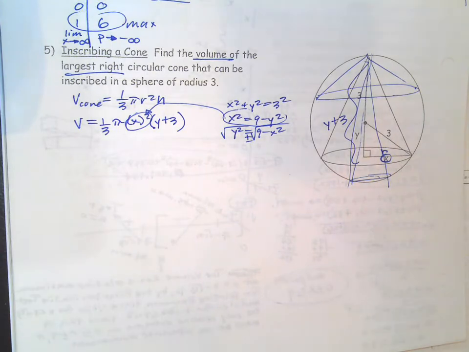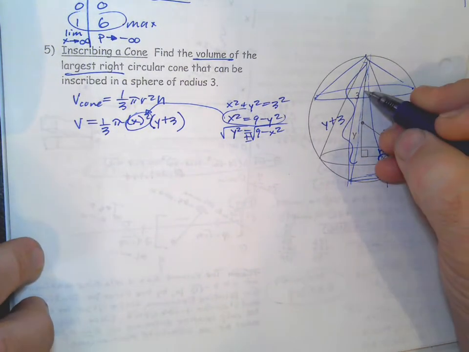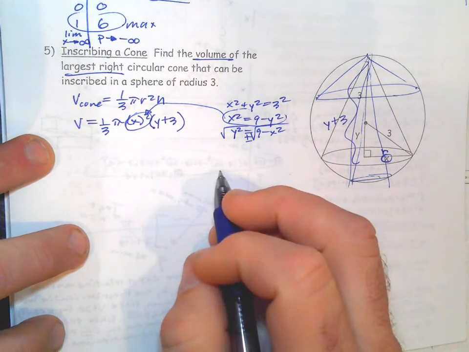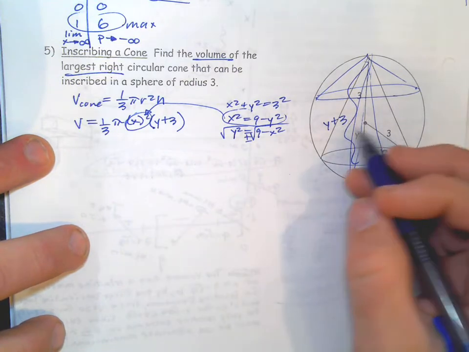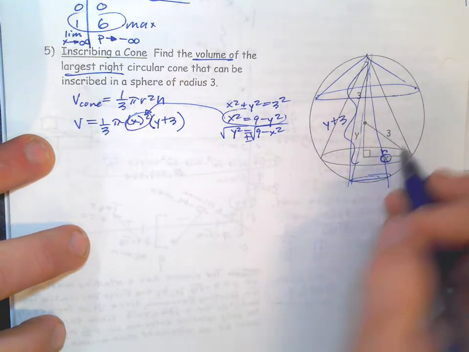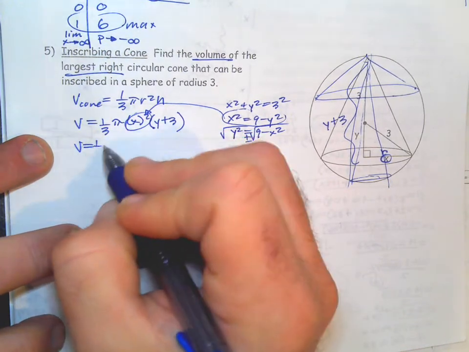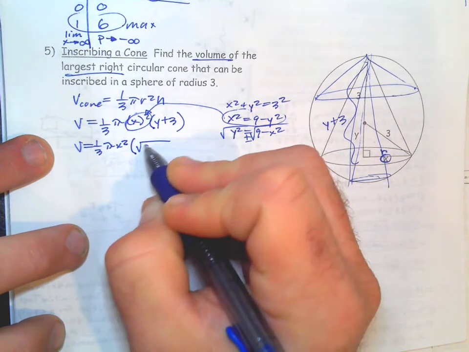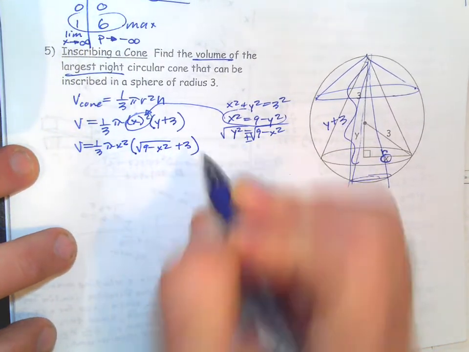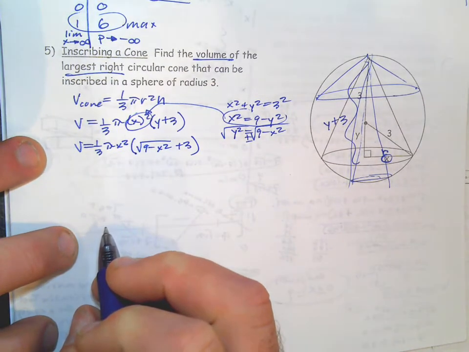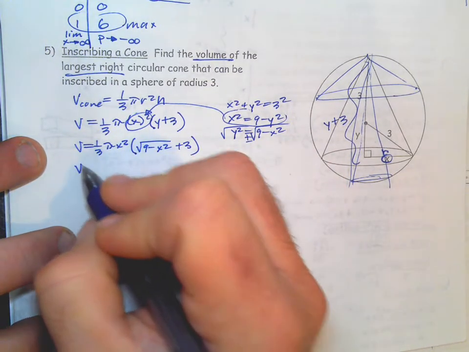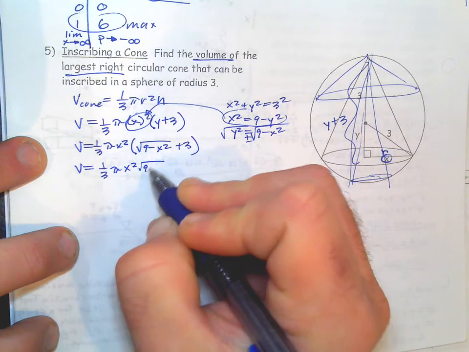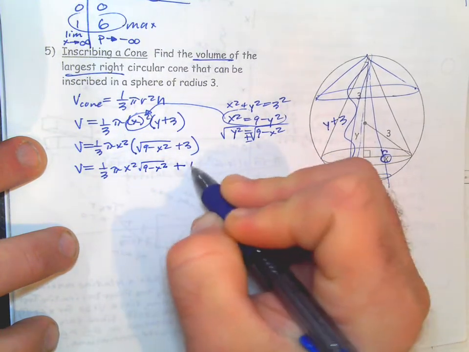Well, let's see. Could y be negative? Yeah, y would be negative if it was up here. So we could entertain both possibilities. I'm going to assume that further down here would be bigger. But let's see. Volume equals 1/3 pi x squared times the square root of 9 minus x squared plus 3. And then we'd want to distribute that and clean that up. So volume equals 1/3 pi x squared times the square root of 9 minus x squared plus pi x squared.